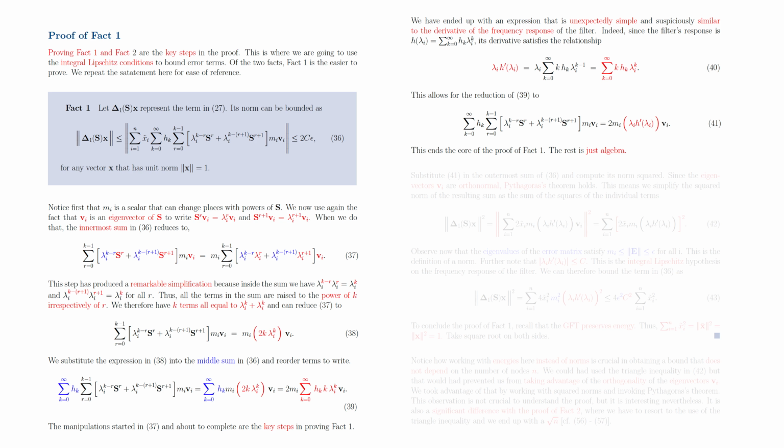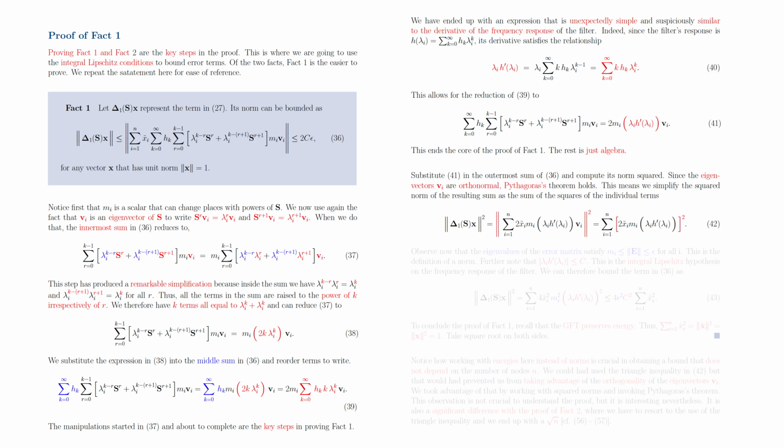You should realize that this is true because the quantity we highlight in red in 41 is something we can bound with the integral Lipschitz condition. The bound appears in equation 6 if you want to check it. This is possible indeed, but it has to be checked. To that end, consider the norm squared of delta 1 of S times x, its energy, if you prefer.